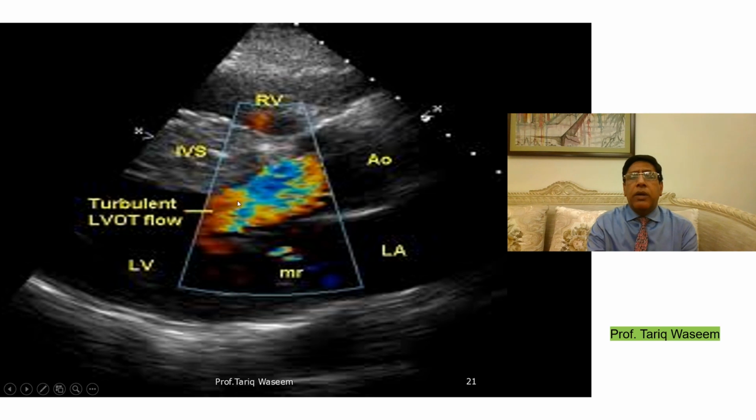Now, this turbulent blood flow is a result of some narrowing below the aorta, and when the blood passes through, it has to overcome this obstruction, so it produces a lot of velocity. This is what is called the left ventricular outflow tract pressure gradient: between this area and this area there is a pressure difference of around 90, and this is what is responsible for this mosaic type of pattern seen in the left ventricular outflow.